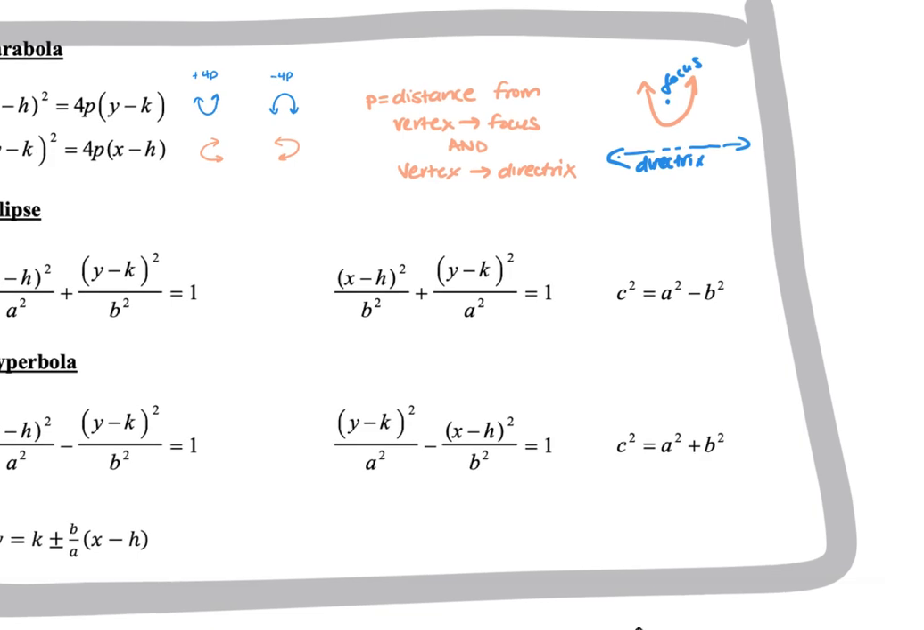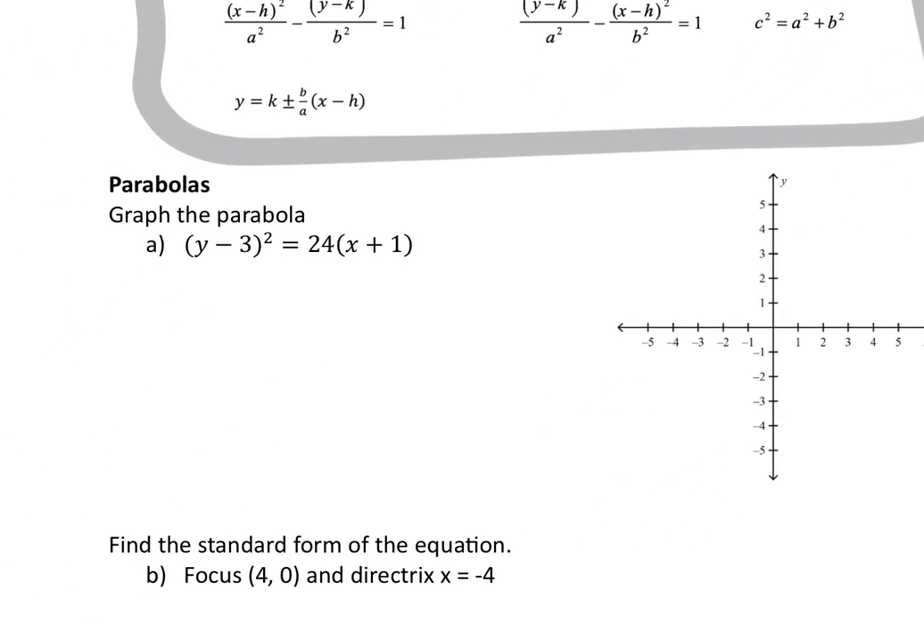All right, so let's skip to parabolas and then we'll go back up to ellipses. The example here says graph the parabola, (y - 3) squared = 24(x + 1). What do you know just by looking at the equation? It's pointing to the left because it's a y squared and a +4p. So I know it points left. What's your vertex?